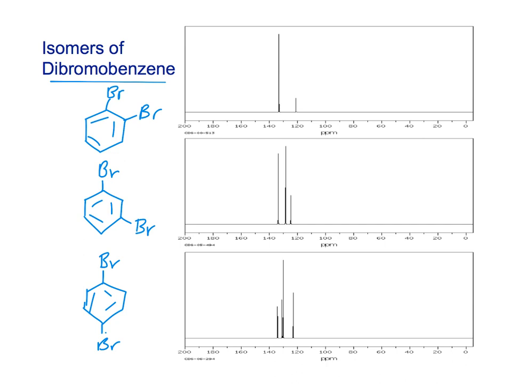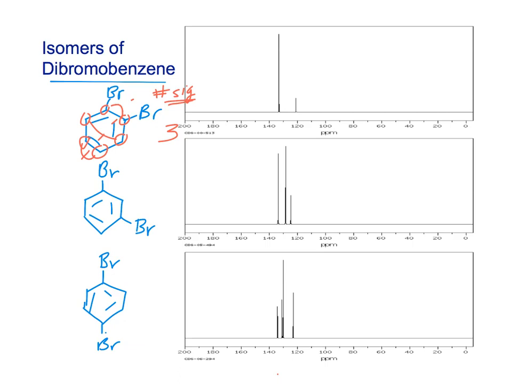So let's think about, for each of these molecules, how many carbon signals we would expect. So the number of signals. So what about this top one? 3, right? Because there's a plane of symmetry right here. And so, you know, these 2 would be the same, these 2 would be the same, and these 2 would be the same, because they're reflected across this plane of symmetry.